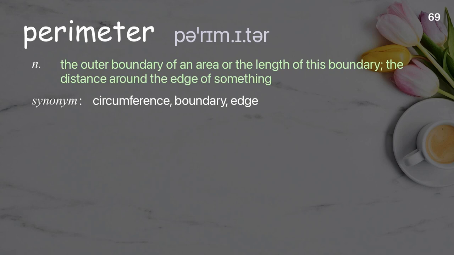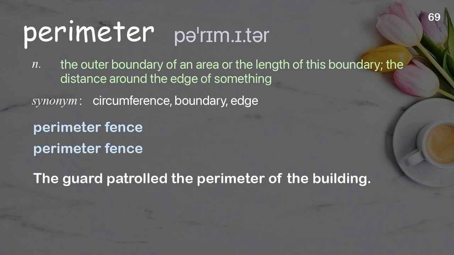Perimeter. The outer boundary of an area, or the length of this boundary, the distance around the edge of something. Examples: perimeter fence. The guard patrolled the perimeter of the building.